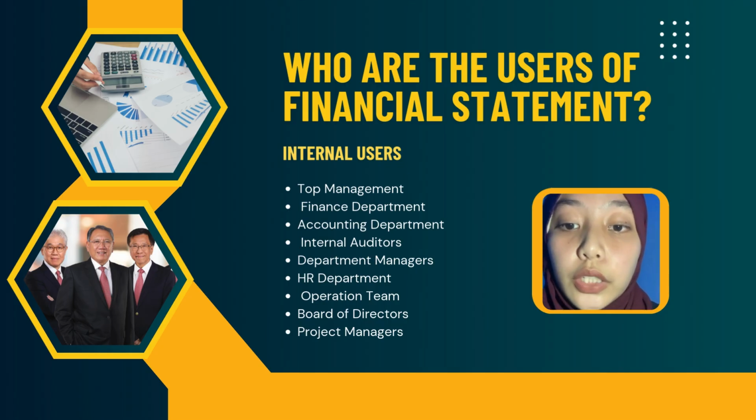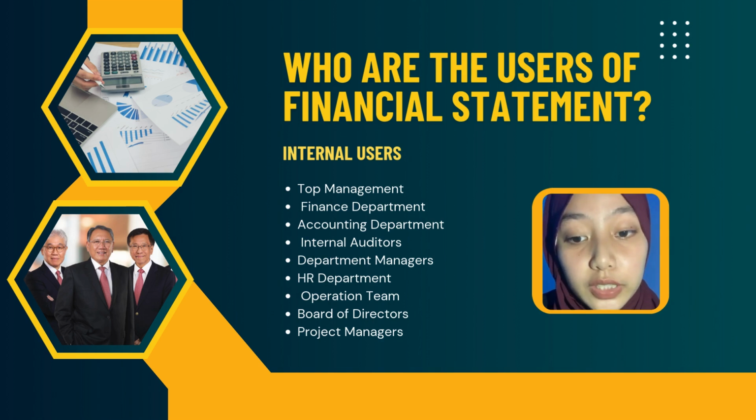Moreover, we also have HR department, which uses payroll and financial reports for salary distributions, benefit administration and workforce planning. We also have operation team, which monitors production costs, inventory management and resource allocation using financial data. Moreover, we have board of directors, who review financial statements to make governance and investment decisions. Last but not least, we also have project managers, who analyze budget, expenses and financial feasibility of projects.